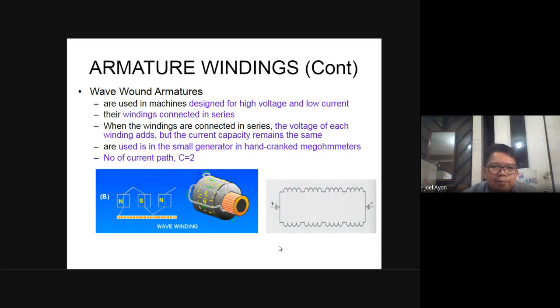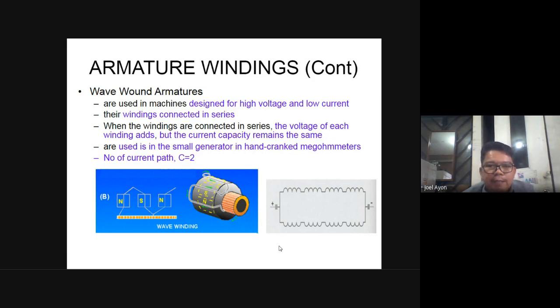This type of wave-wound armature is used in small generators and hand crank megohmmeters. Okay? Hand crank megohmmeters. The number of current paths C is equal to... So this one is the wave-wound armature. Questions so far? Clarifications? I will give you the PowerPoint of this class later.